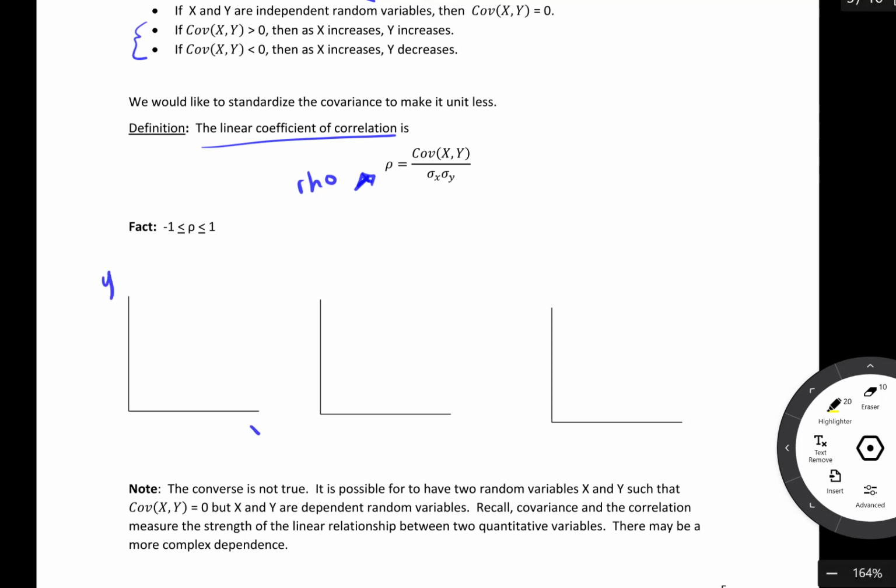If rho were equal to 1, we would see the points falling directly on a straight line all together. If rho is equal to -1, we see something similar, except it's going in the opposite direction. And when rho is equal to 0, that also means that the covariance is equal to 0. So we see something like this.